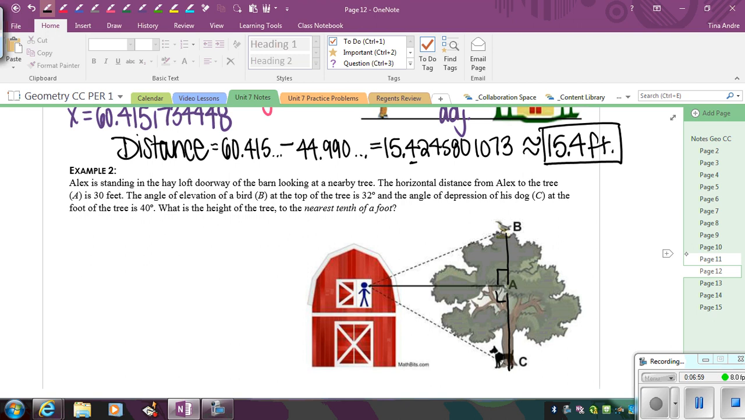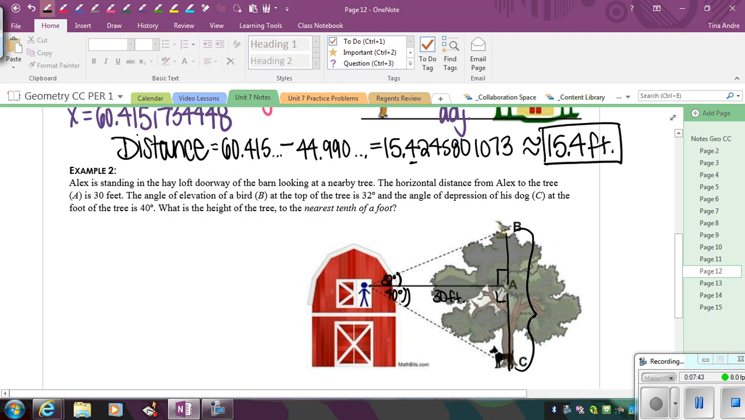It says Alex is standing in the hayloft doorway of a barn looking at a nearby tree. The horizontal distance from Alex to the tree is 30 feet. The angle of elevation of a bird at the top of the tree is 32 degrees. So the angle of elevation to the bird from where he's standing or where he's looking is 32 degrees. The angle of depression to his dog is 40 degrees. What is the height of the tree? So I want to find this entire distance here.